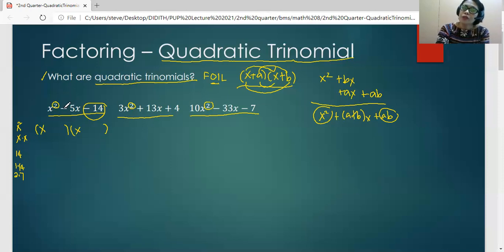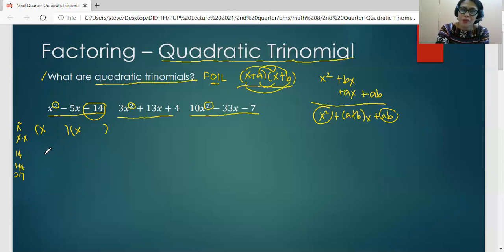Now, if we have this negative middle term, this would mean that we have combined either two like signs which are both negative, or two unlike signs such that the factor of greater value is negative. So I'm referring to the factors of negative 14. Here, we are going to think of factors of 14 such that when we get the difference, the result is 5.